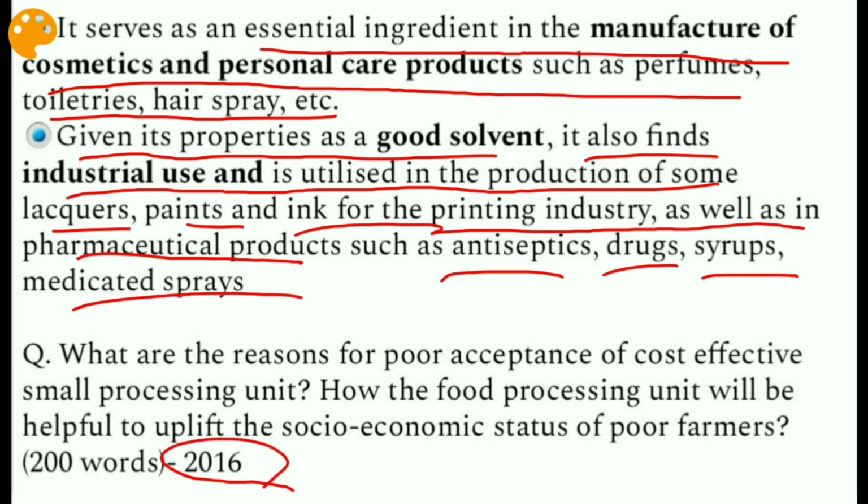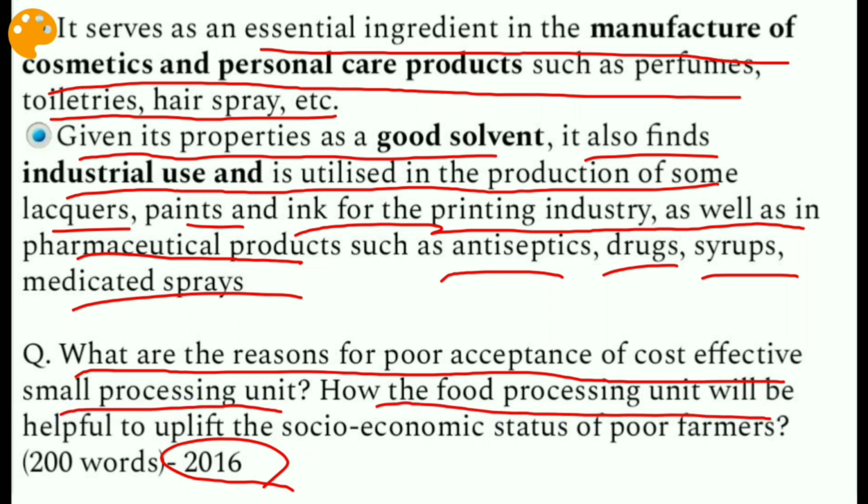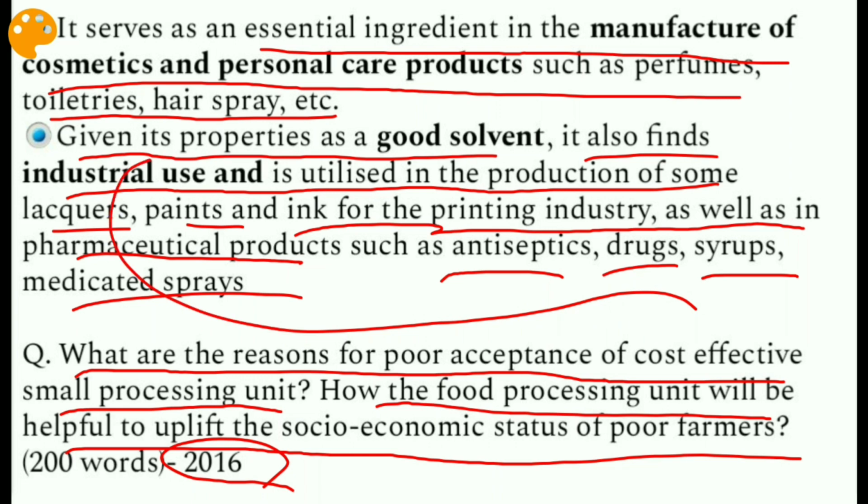In 2016 mains, a question was asked. Let's read it. What are the reasons for poor acceptance of a cost-effective small processing unit? How will the food processing unit be helpful to uplift the socio-economic status of poor farmers? So as a dimension you can add this ENA.